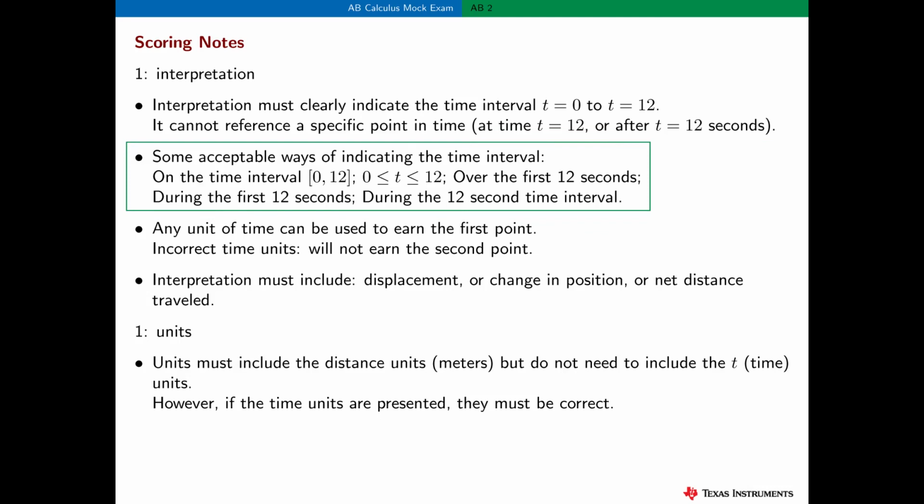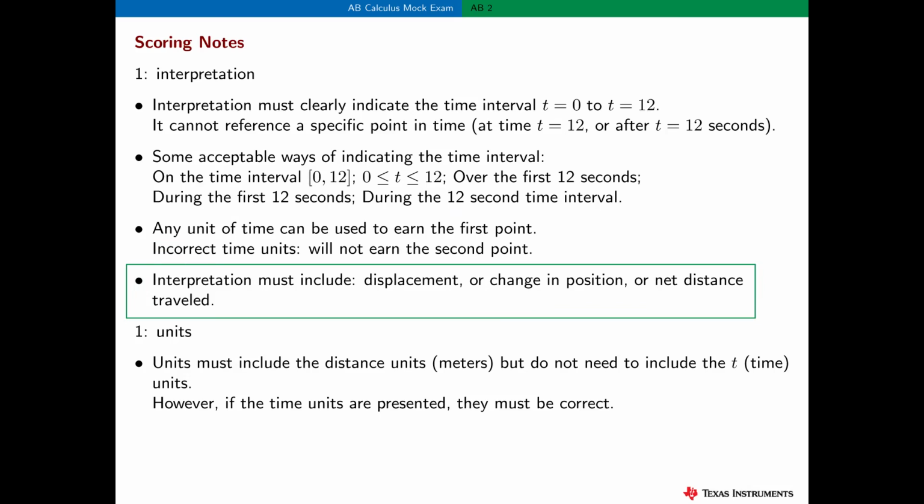Here are some common student responses that are acceptable ways of indicating the time interval. On the time interval 0 to 12, or just interval notation. And we usually accept phrases like over or during the first 12 seconds, or even during the 12-second interval. Now, we're not looking at the units attached to time for this first point. So, frankly, the student can use any unit of time. However, if it's incorrect, they will not earn the second point.